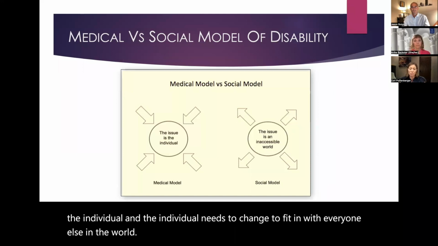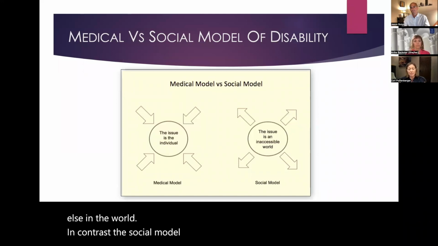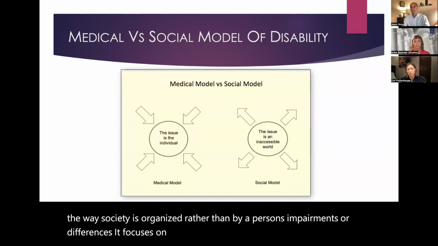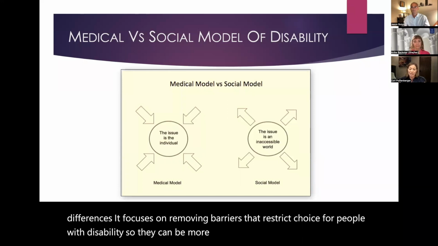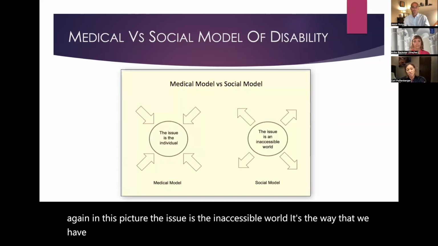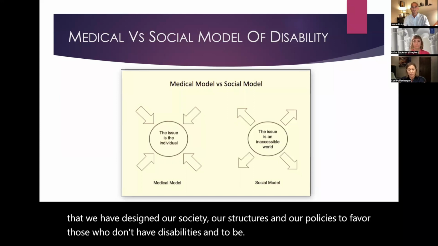In contrast, the social model of disability says that disability is caused by the way society is organized rather than by a person's impairments or differences. It focuses on removing barriers that restrict choice for people with disabilities so they can be more free and independent in the world. Again, in this picture, the issue is the inaccessible world. It's the way that we have designed our society, our structures, and our policies to favor those who don't have disabilities and to exclude those who do have disabilities.